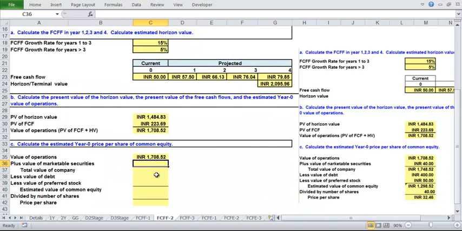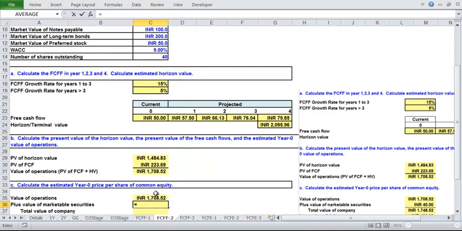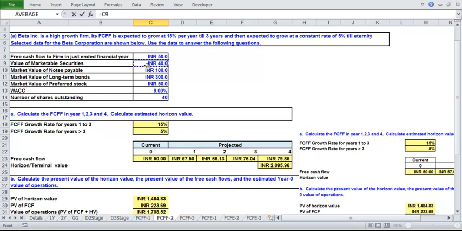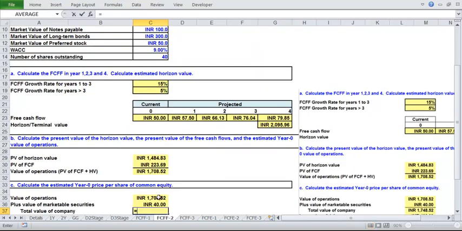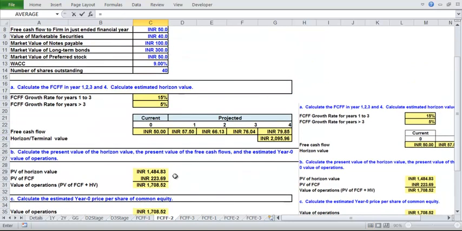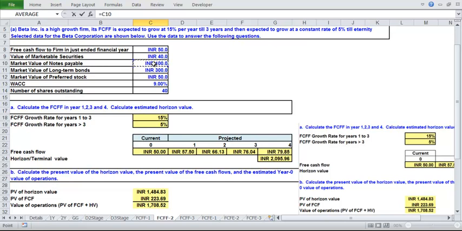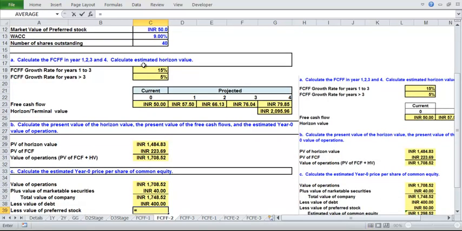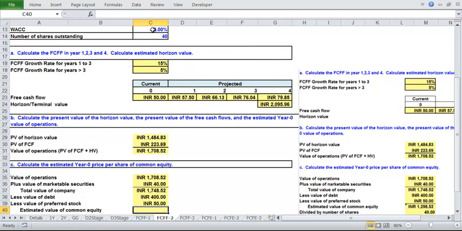Now we have to compute the value of the company, which is the value of operations plus the value of marketable securities. So the total value will be this plus this. Minus the value of the debt. We have to compute the total debt of the company, which is the notes payable plus the long-term bond, and the value of the preferred stock we have to deduct. So the value will be this minus this minus this.